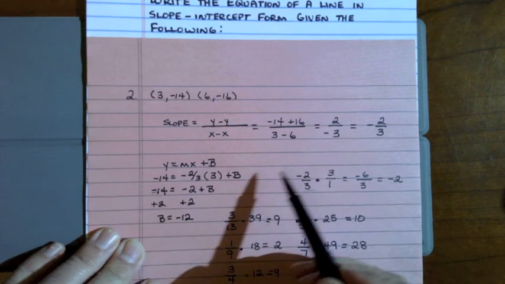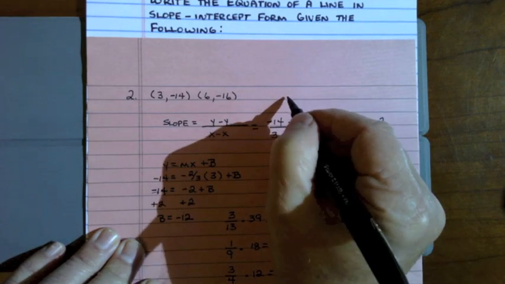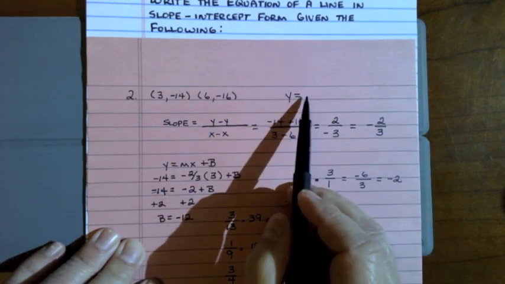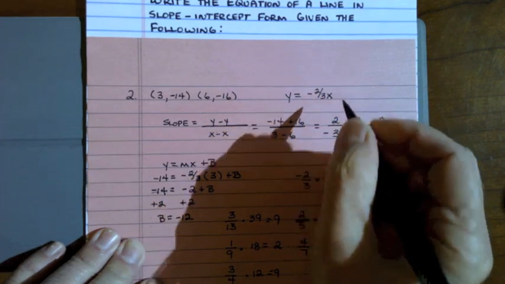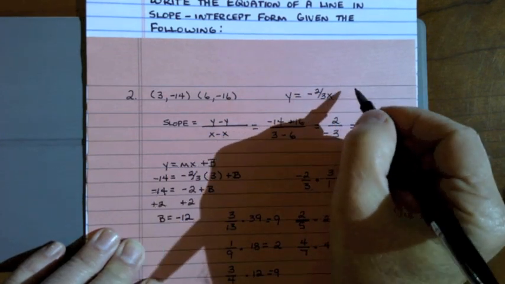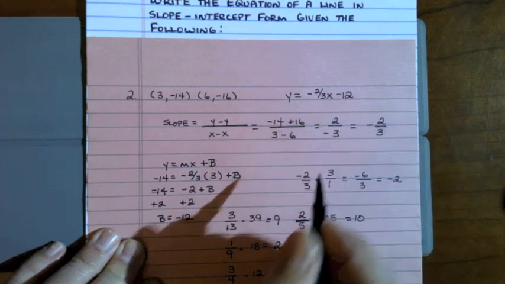I've got the two pieces of information I need to write this equation. y is equal to, I put my slope right here, negative 2/3, I put an x beside it, and then I put the y-intercept down here on the end.